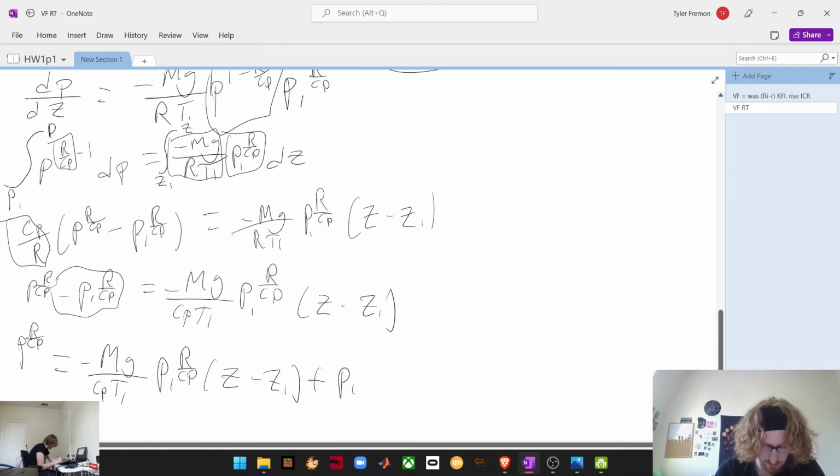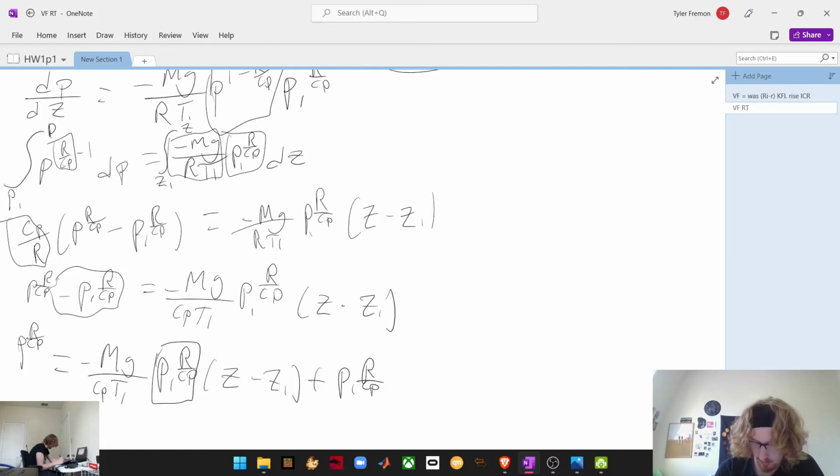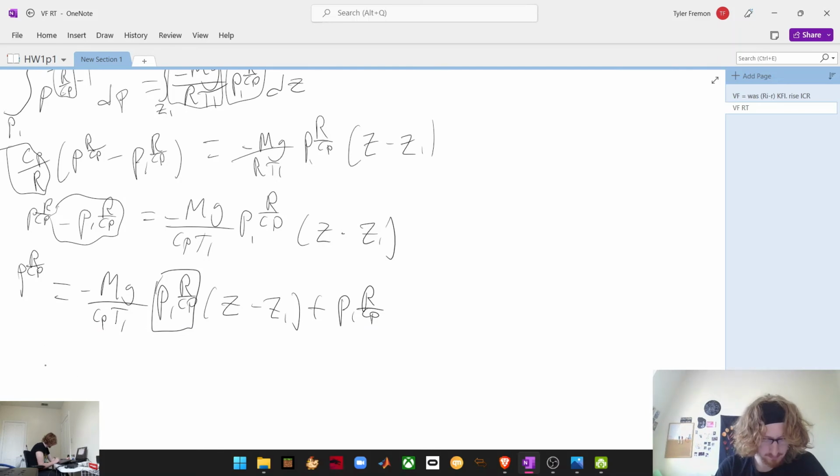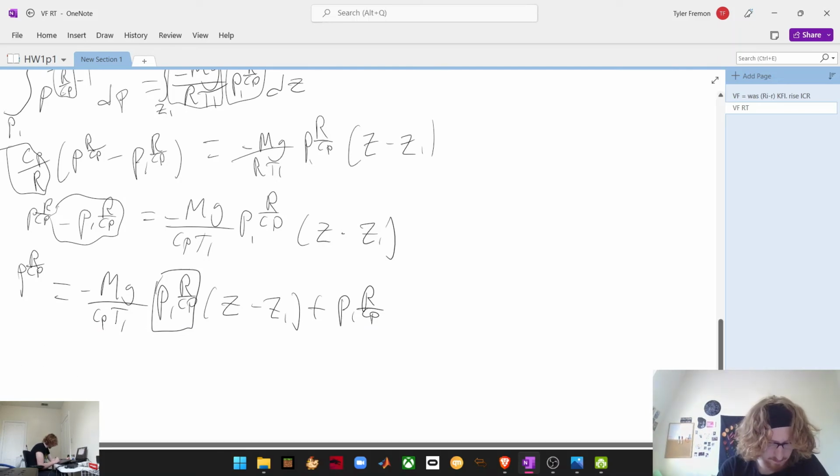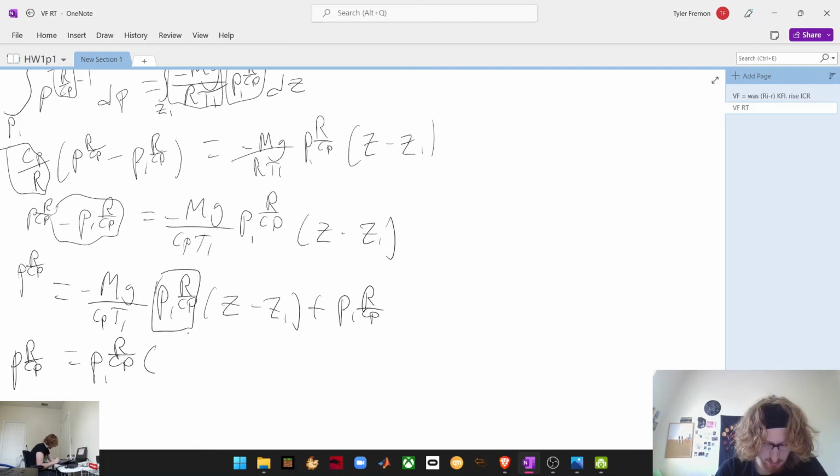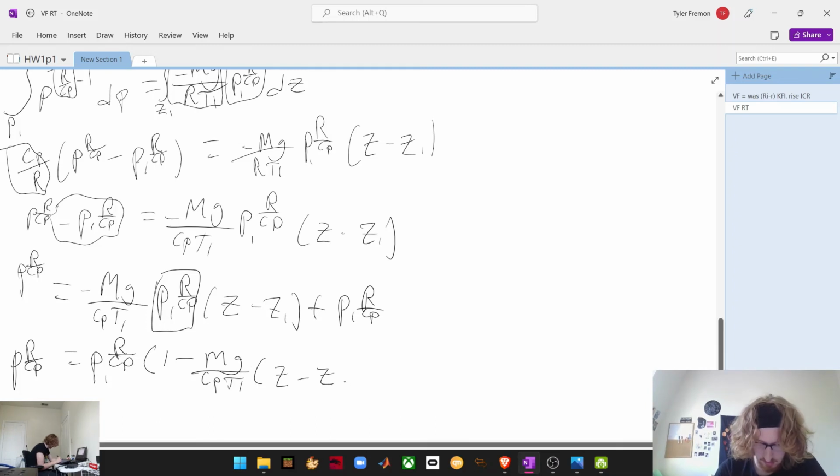plus P1 to the R over Cp, and then we can factor out this P1 to the R over Cp, and we'll be left with P to the R over Cp is equal to P1 to the R over Cp times, so let's see, we have a positive 1 here, 1 minus mg over Cp T1 times z minus z1.